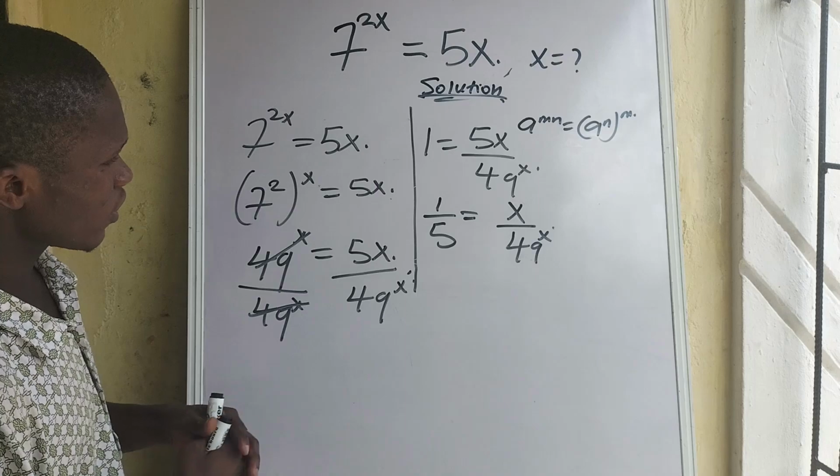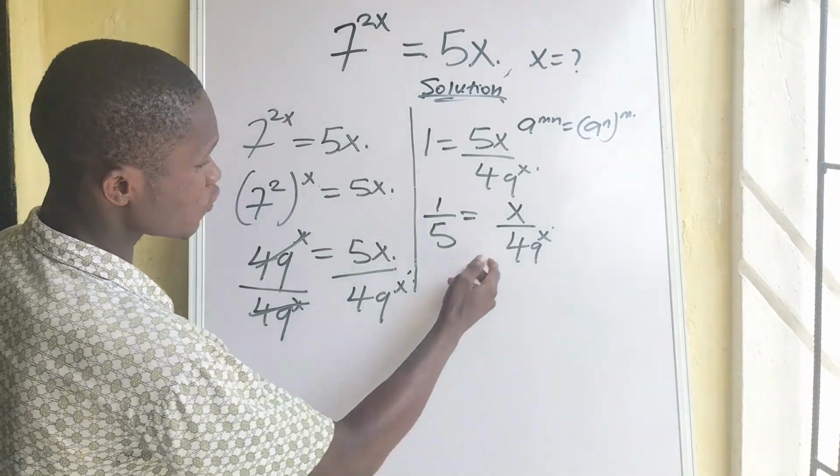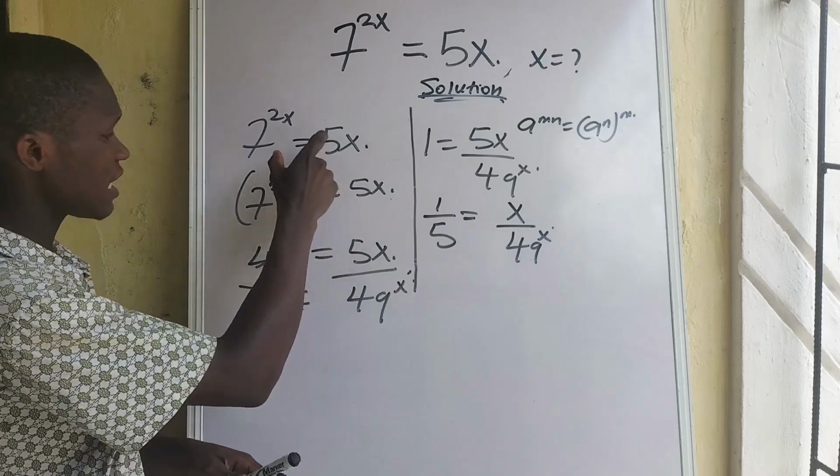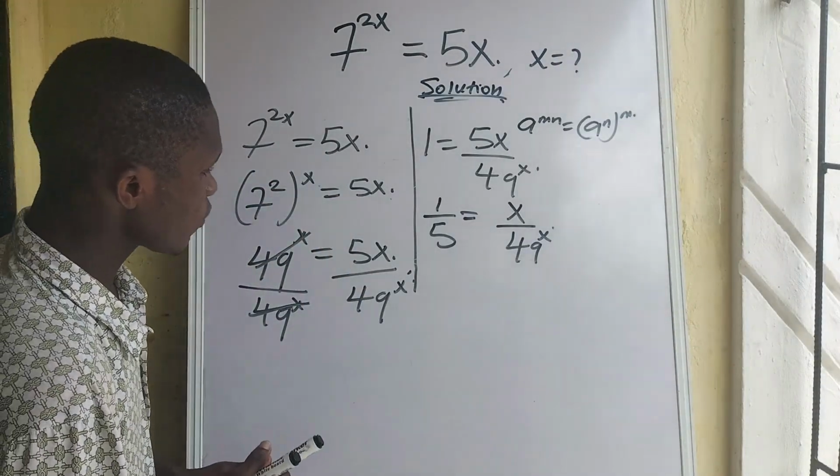So what are we going to do from here? Some of us will say, let's cross multiply. But if we cross multiply, we are returning back to our previous question. So what are we simply going to do from here?